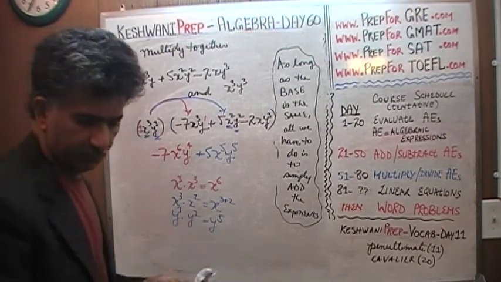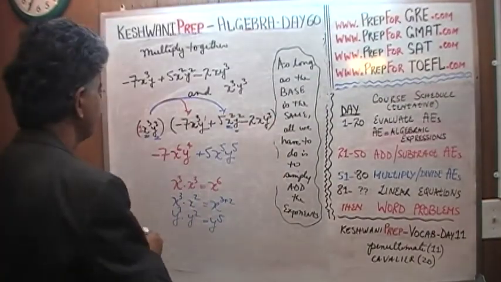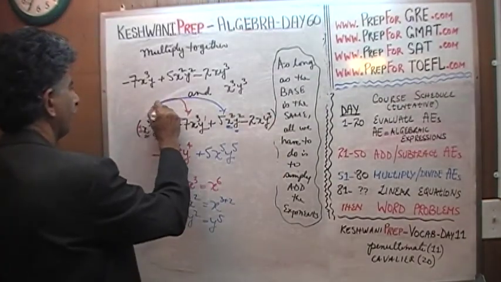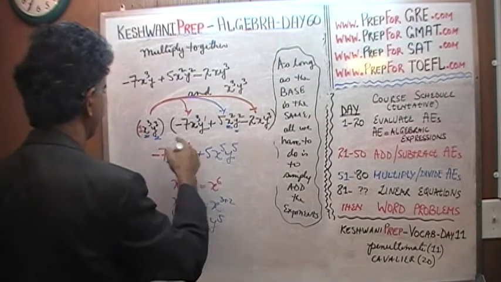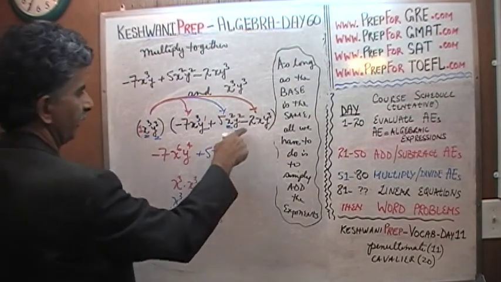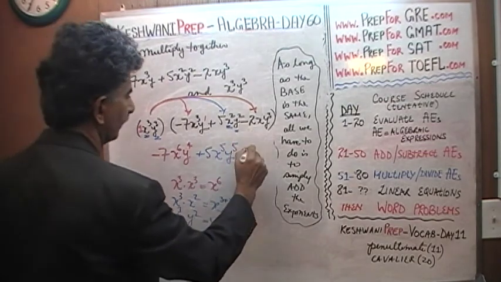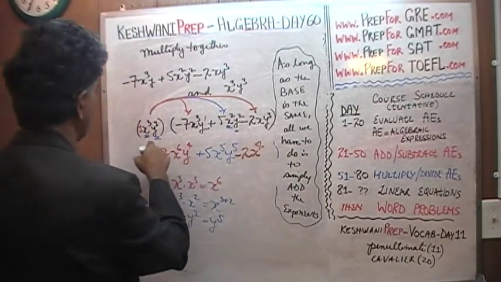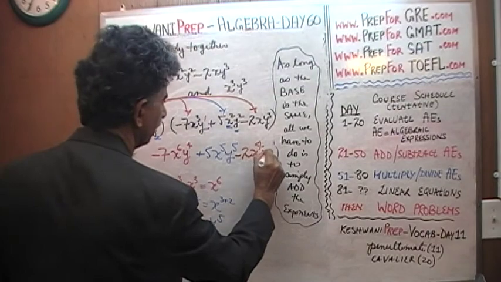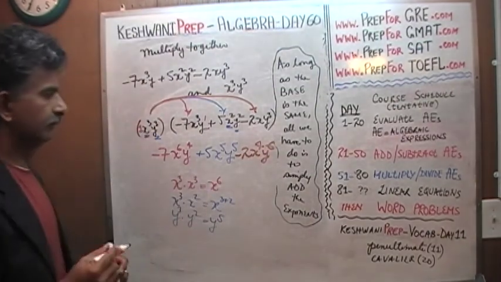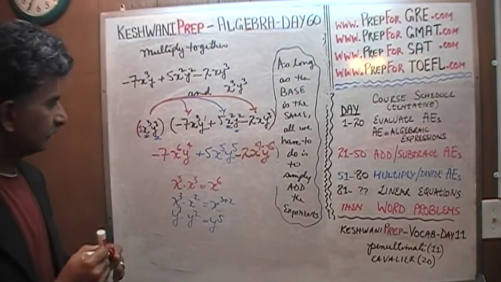And finally, the last guy: positive 1 times negative 2 is negative 2. x cubed times x is going to be x to the 4th. And y cubed times y cubed is going to be y to the 6th. And that's it, that's our answer.